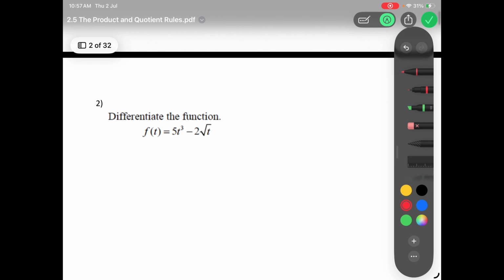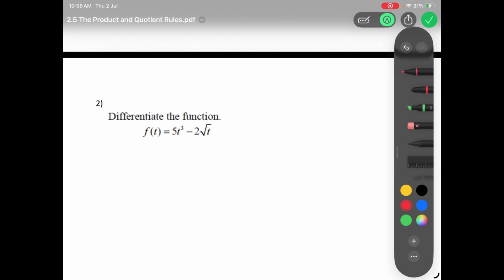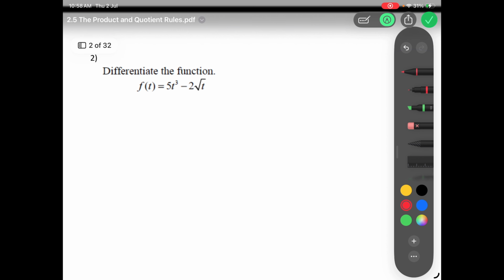The second example I have here is 5t cubed minus 2 radical t. First of all, t here is the independent variable. We will treat t the same way we treated x before. So t here is like x. There are two ways to find f prime here. One of them depends on your knowledge: if you know the derivative of the radical is 1 over 2 radical.